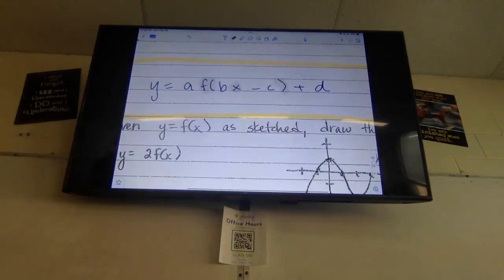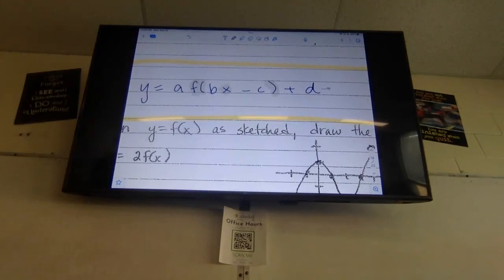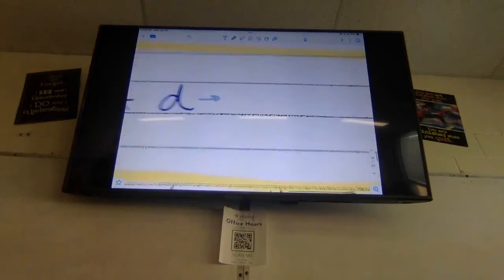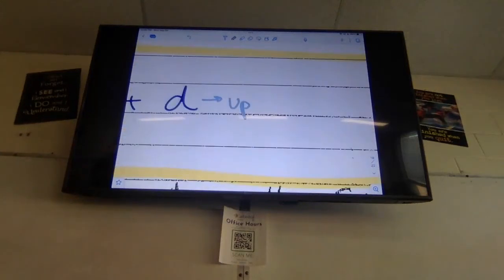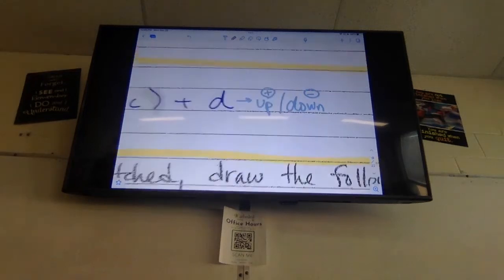Okay. The first thing I want to do is what I think is the easiest one. This d that's being added or subtracted to the end, if I add or subtract any number to the end of my function, what does that do to my graph? Moves it up or down. The right or left will be next, okay? And up or down is exactly what you think it should be. So if it's a positive, it's moving up. If it's a negative, it's moving down. So I like to remind myself it's exactly what I think it is.